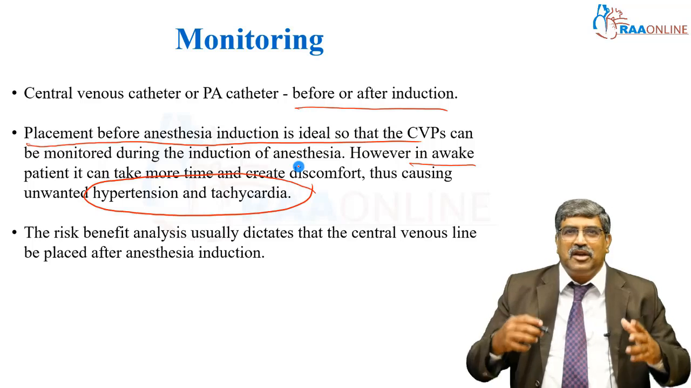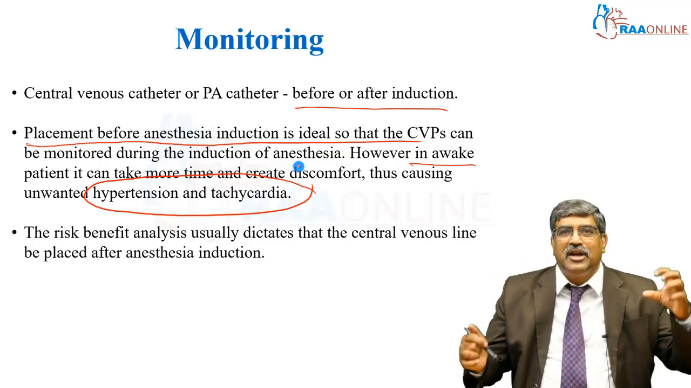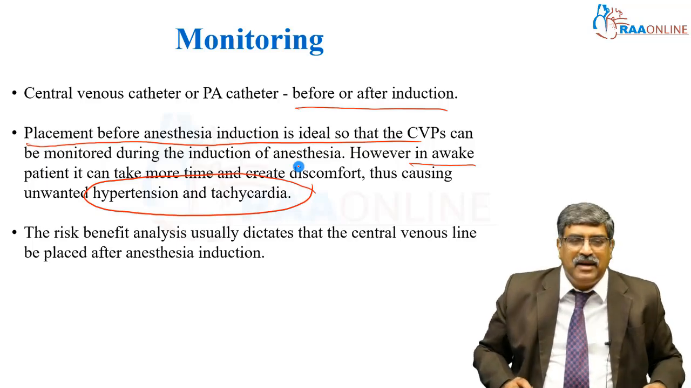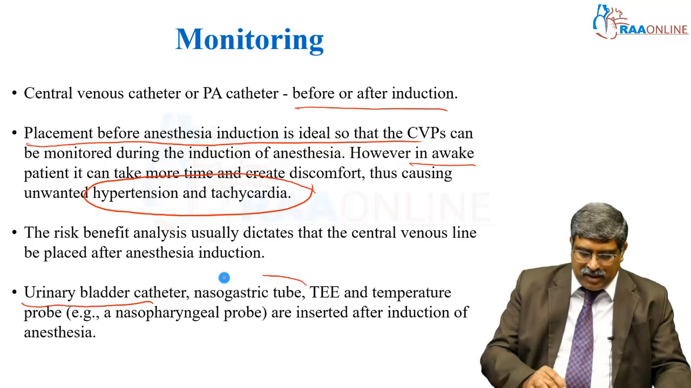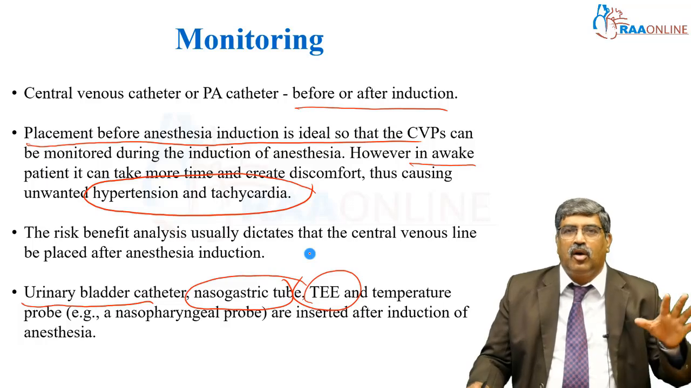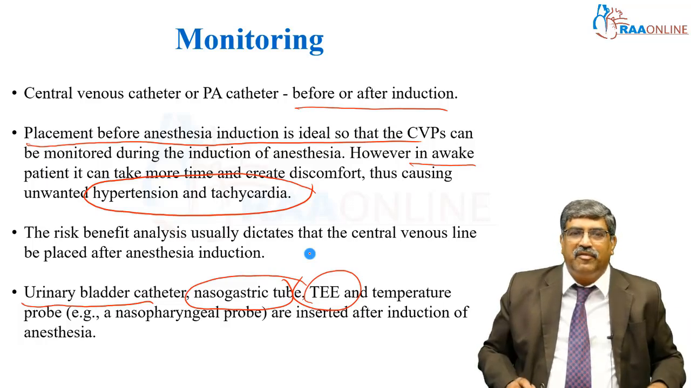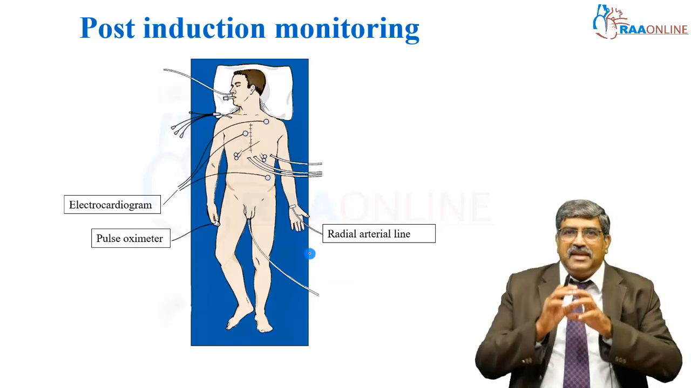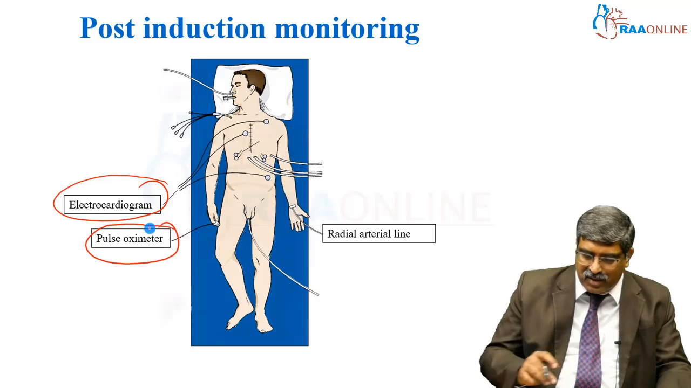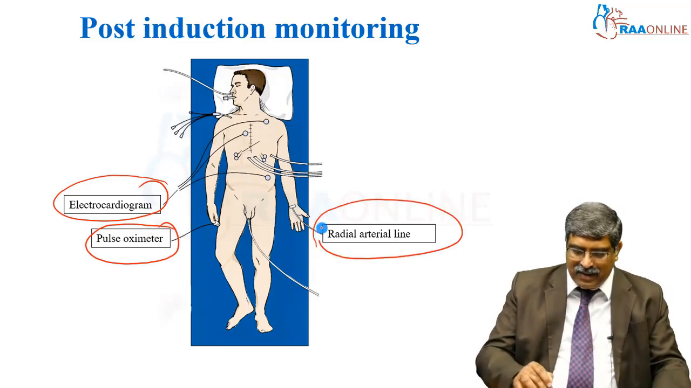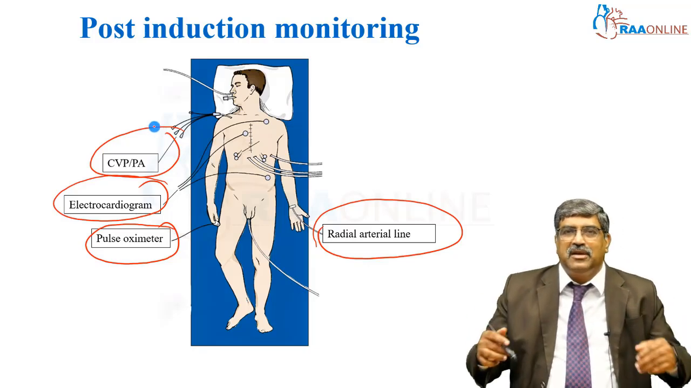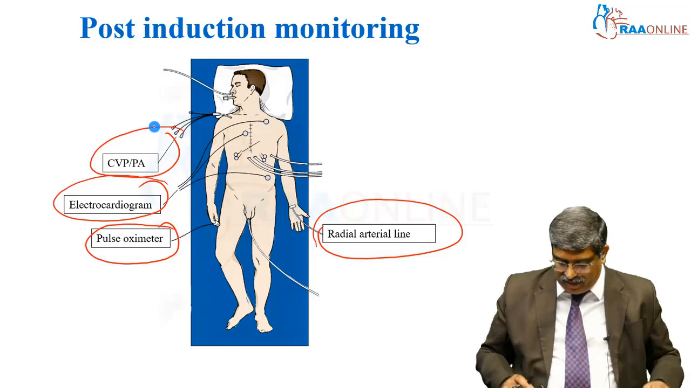In those cases, if at all you want to put before induction, you can give a small dose of midazolam and fentanyl and then insert the central line. Urinary catheterization, nasogastric tube, your transesophageal probe and temperature probe are all introduced after induction of anesthesia. So the baseline monitor includes ECG, your pulse oximetry and radial artery line. Your CVP or PA can be decided depending upon the patient whether to put before induction or after induction.